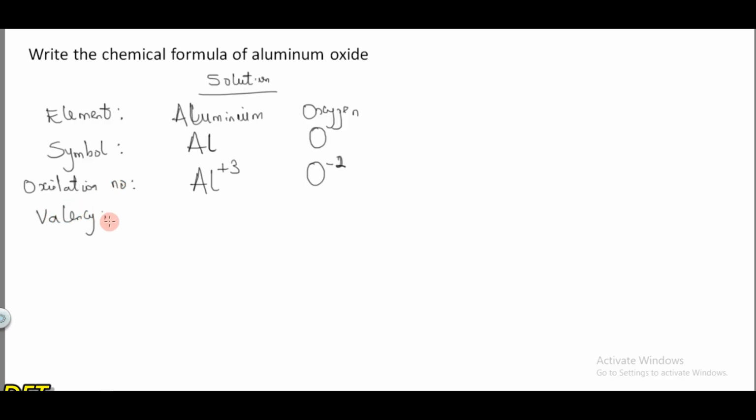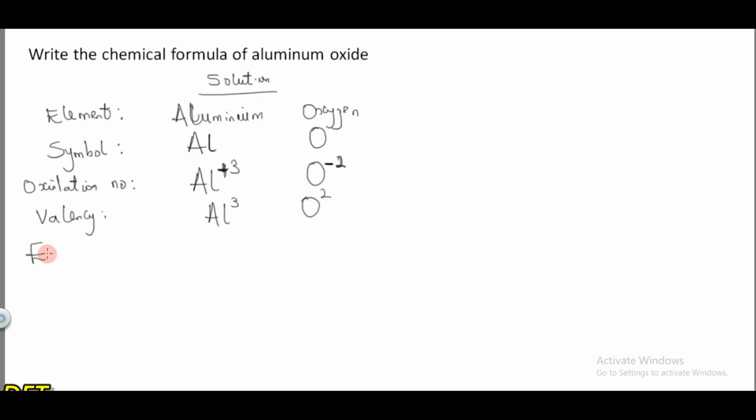So the next thing is to write out the valency. And what is valency? Valency is simply the combining power of an element. Valency is equal to the oxidation number minus the charge. So if I remove this positive charge, 3 becomes the valency. If I remove this negative charge, 2 becomes the valency of oxygen, right? So the valency of aluminium is Al3 and the valency of oxygen is O2, right?